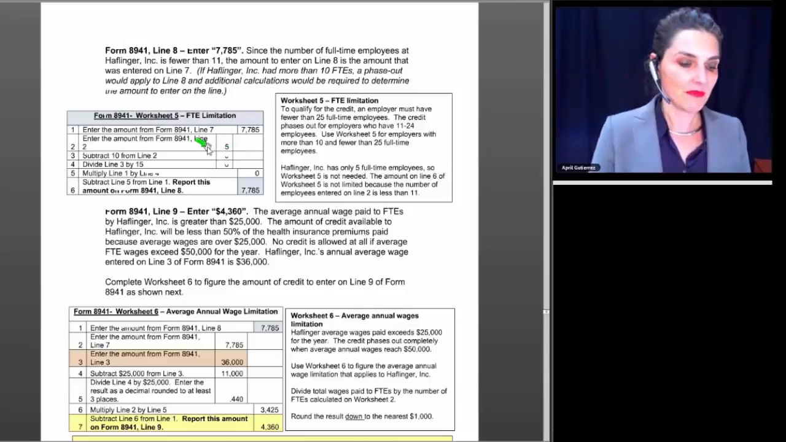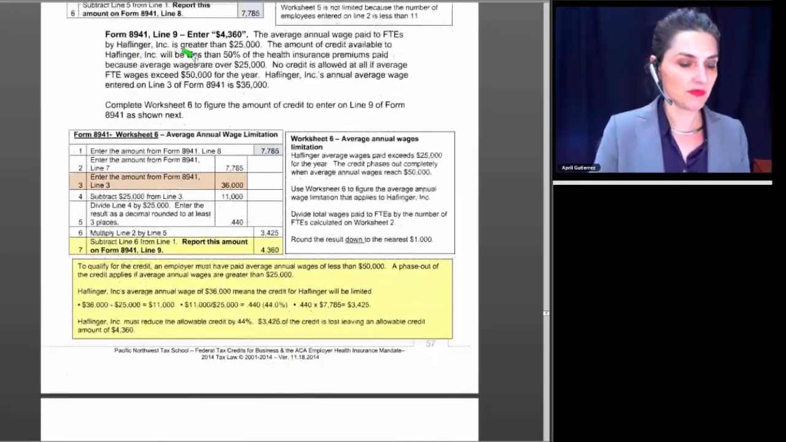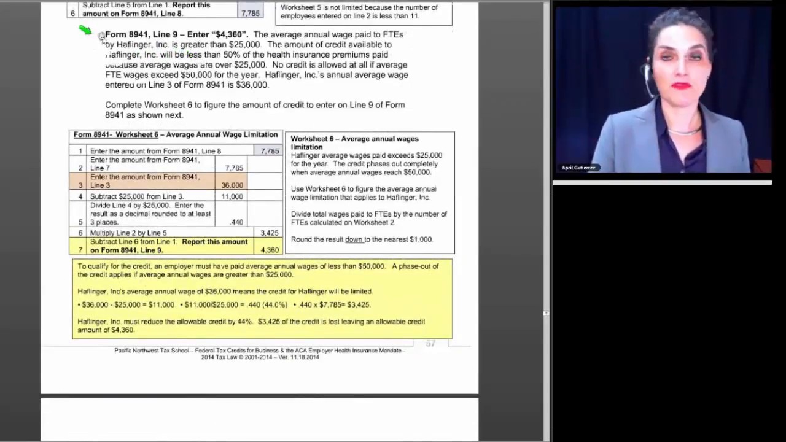And essentially, 5 is less than 10, so we enter a 0. But if we had a number like 15, then we would have a phase-out going on for the number of employees. But we don't have a phase-out, so we enter a 0. Next, we have Form 8941, where we are going to be dealing with a phase-out because of the wages paid.